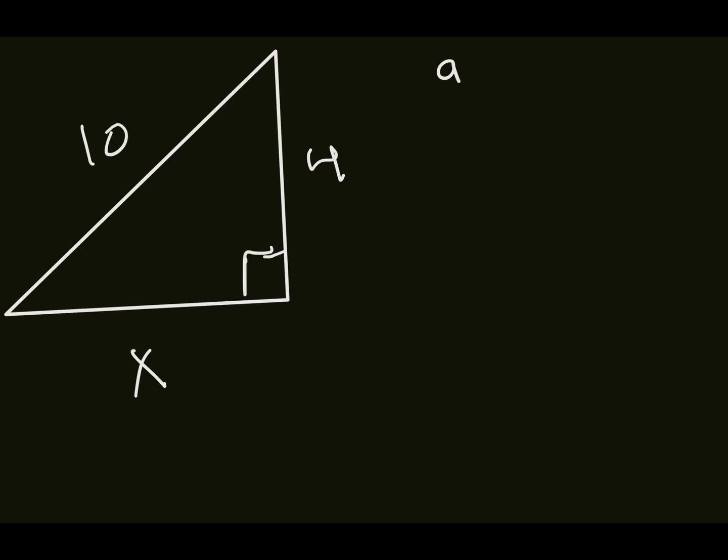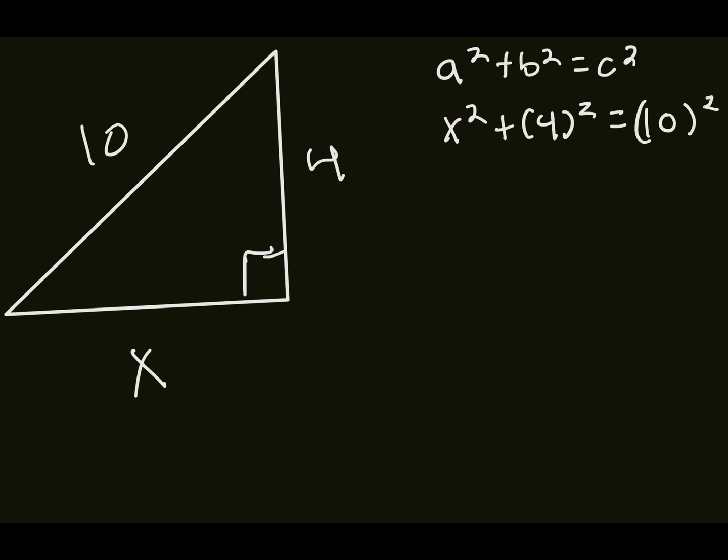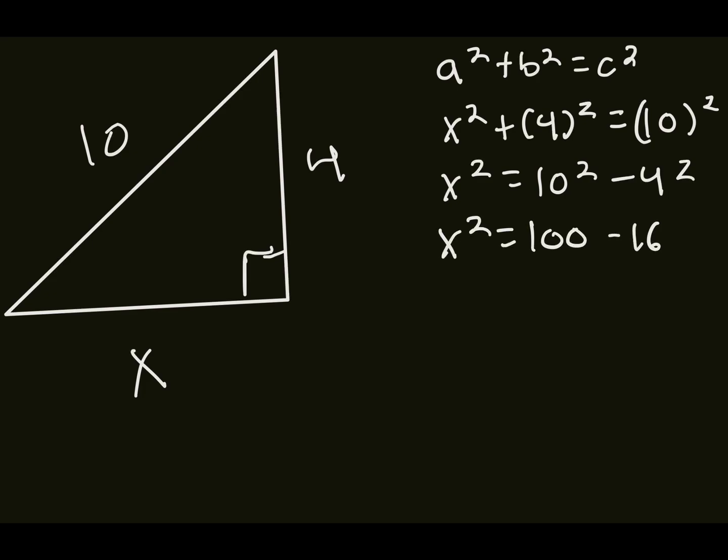Alright, start off with a squared plus b squared equals c squared, where a is equal to x, b is equal to 4, and c is equal to 10. Now, you have to move things around, so x squared is equal to 10 squared minus 4 squared. So x squared equals 100 minus 16. So then x squared equals 84. Take the square root. X is equal to the square root of 84.